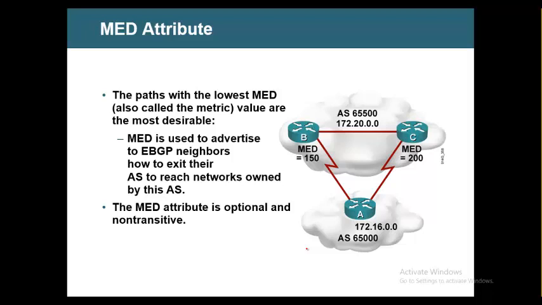Now whenever you have dual home, the upstream, the one on the top, can decide via which A can enter. Listen, B and C can decide. Means AS 65500 can decide via which A will enter to reach 172.20.